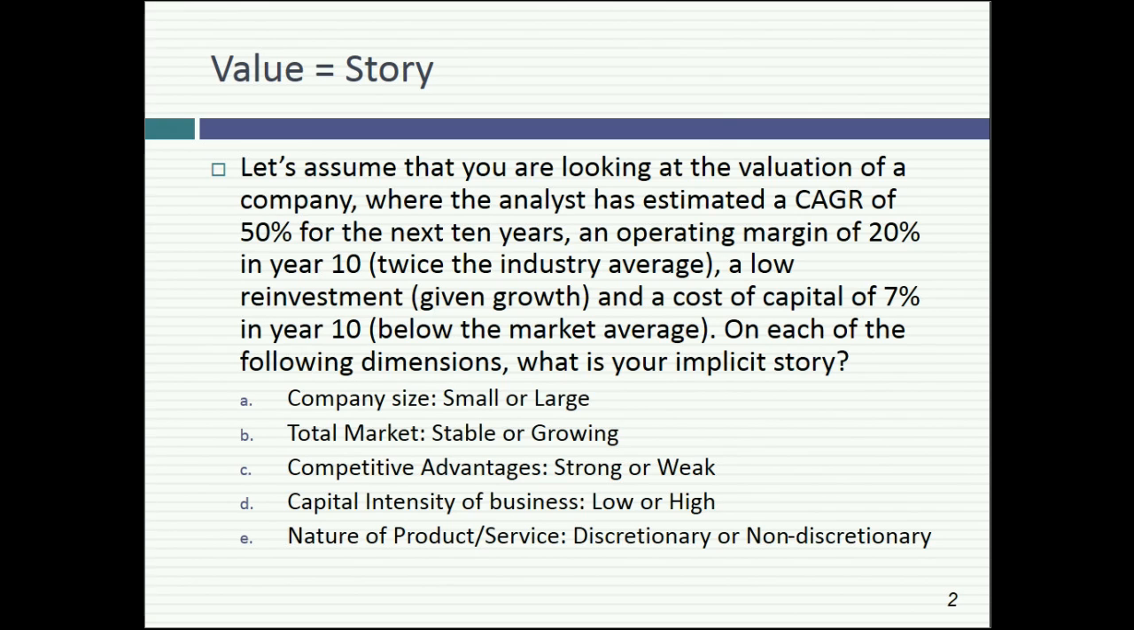We're going to do the start of the class test today around a structure. Let's assume that I have done a valuation of a company. And here's what I put into my valuation. A 50% compounded annual growth rate in revenues for the next 10 years. I've assumed an operating margin of 20%, much higher than the industry average. And I'm also assuming low reinvestment in the company. In other words, they can get this growth with very little reinvestment and a low cost of capital. So when you look at the spreadsheet, you see 50% growth rate, 20% margin, low reinvestment, low cost of capital.